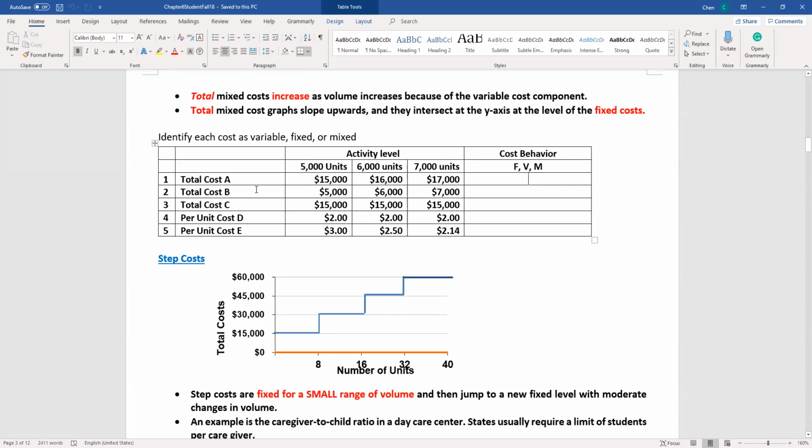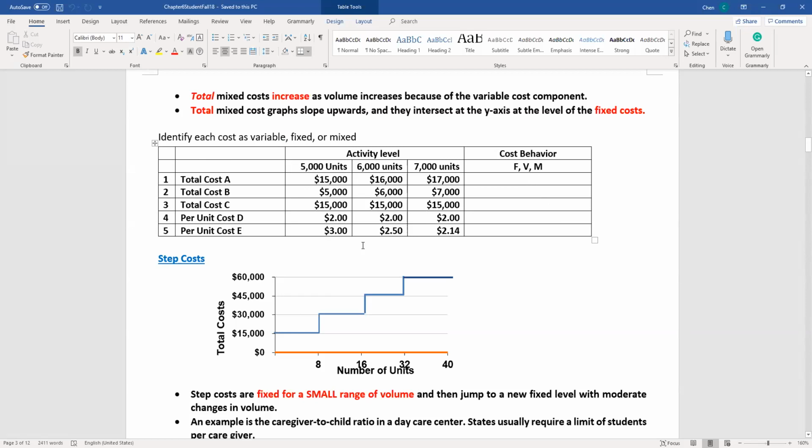So let's look at the first one. Total cost A starts from 15,000 and then 16,000 and 17,000. So we can see that at first it is not a fixed cost, if you agree with me, because a fixed cost will stay constant no matter your activity level. Okay, so let's do it the other way. How about we identify fixed cost through all these examples first?